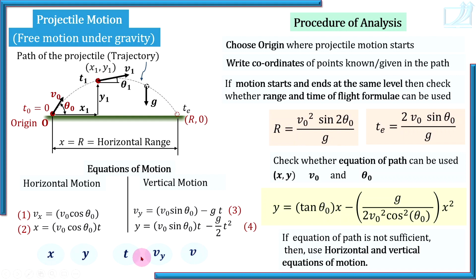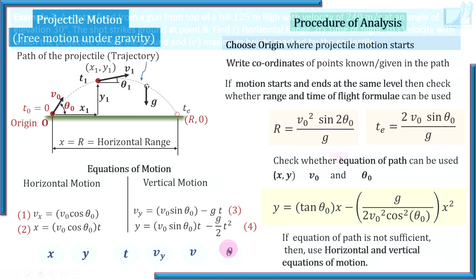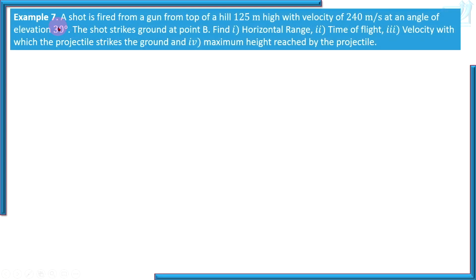So, these are the 6 variables involved in the study of motion of a projectile. X and y coordinates, time, Vy, V and theta. What is theta? It is the angle made by velocity with horizontal. Read this problem. A shot is fired from a gun from the top of a hill 125 meters high with velocity 240 meters per second at an angle of elevation 30 degrees. The shot strikes the ground at point B. Find the horizontal range, time of flight, velocity with which the projectile strikes the ground, and maximum height reached by the projectile.